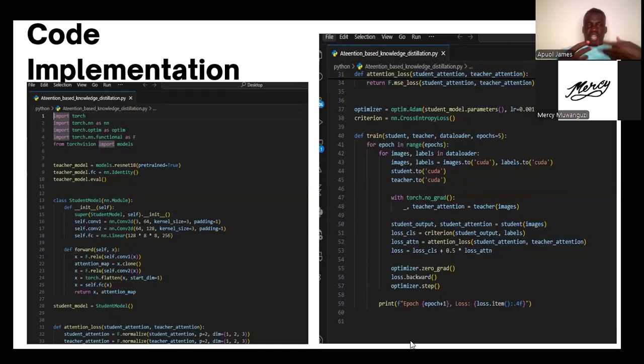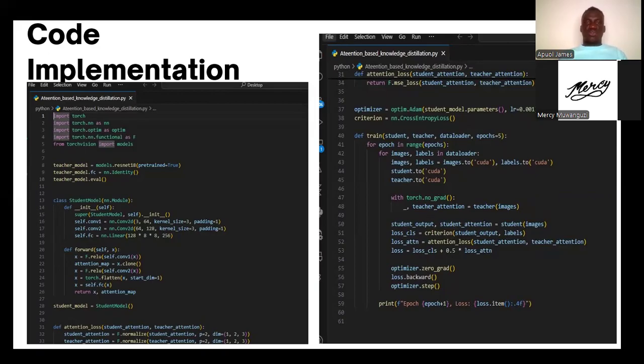Now the next one, after defining the attention loss function, we go ahead and train the student model. When we are training the student model, of course, we already imported the optimizer, which is the Adam optimizer, and we mainly use it to adjust the weights efficiently, simple. So the next thing is to standardize the classification loss, which we use down there in our next criterion, which is the standard cross entropy loss. That is to standardize the classification loss.